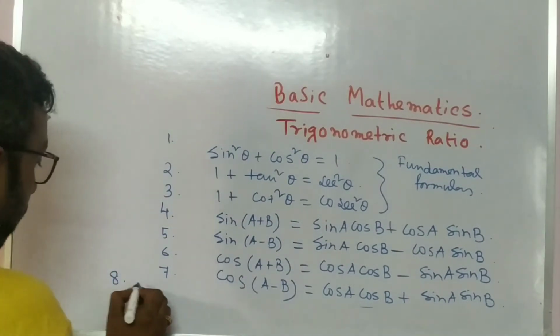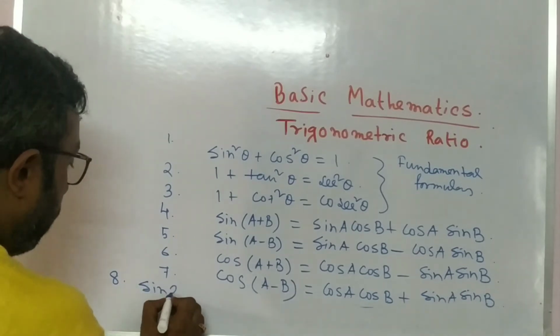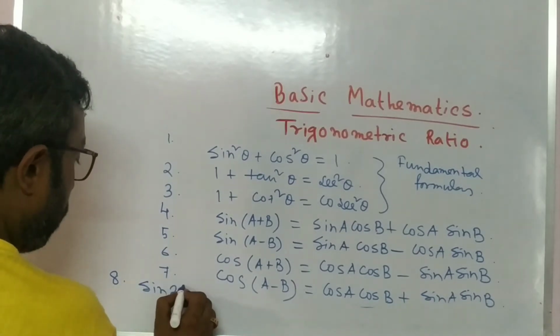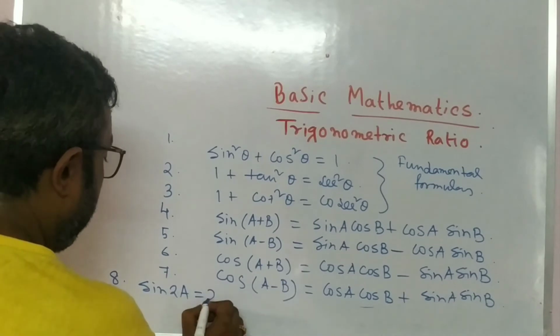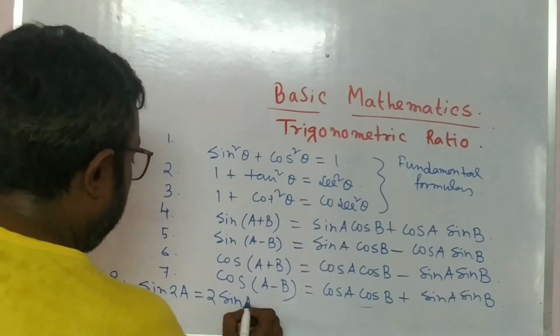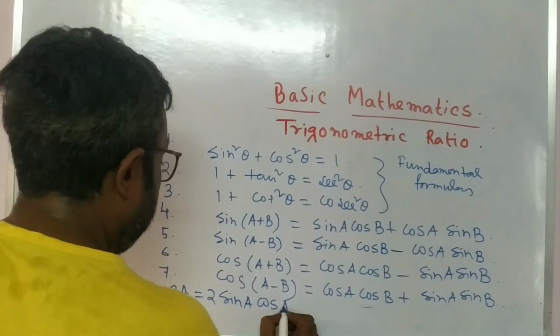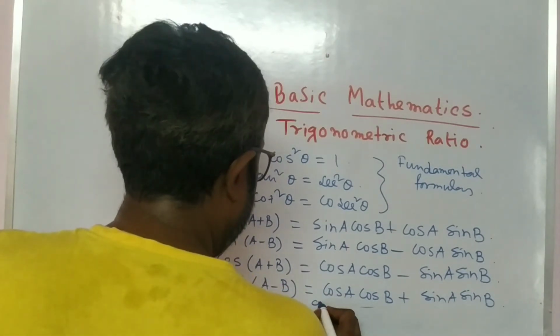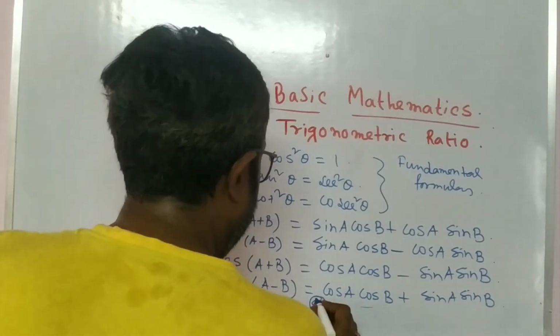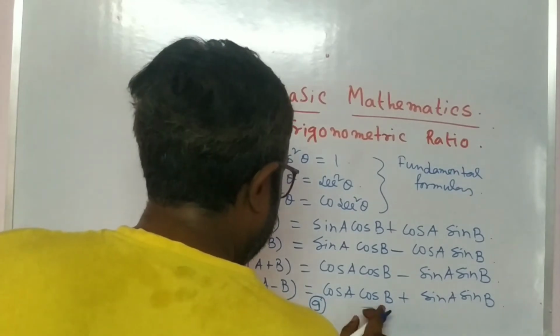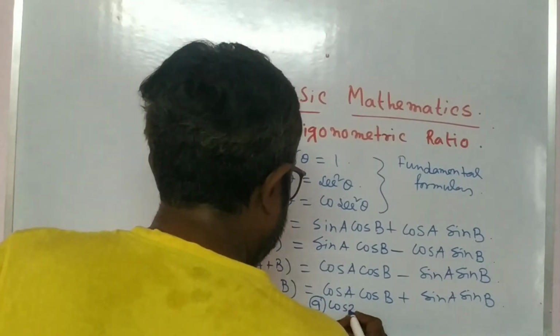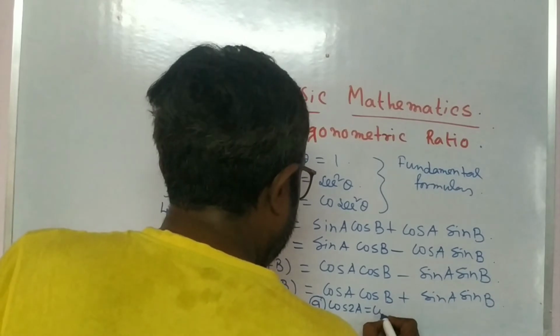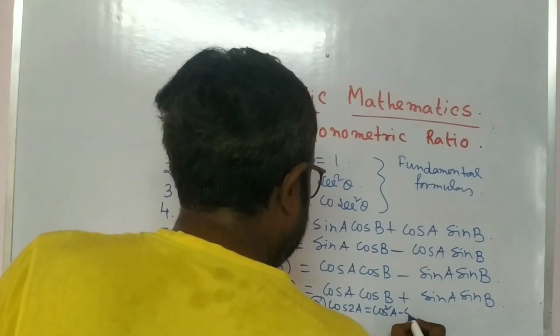और क्या इंपॉर्टेंट फॉर्मूला है, sin 2A. So you can write 2 sin A cos A, and the most important formulas, cos 2A, that is cos square A minus sin square A.